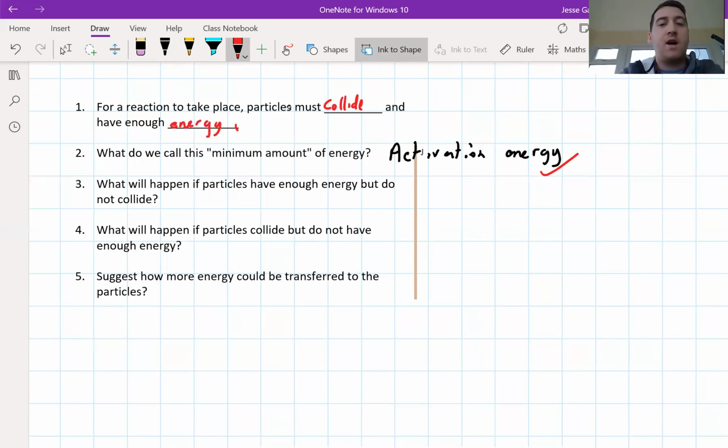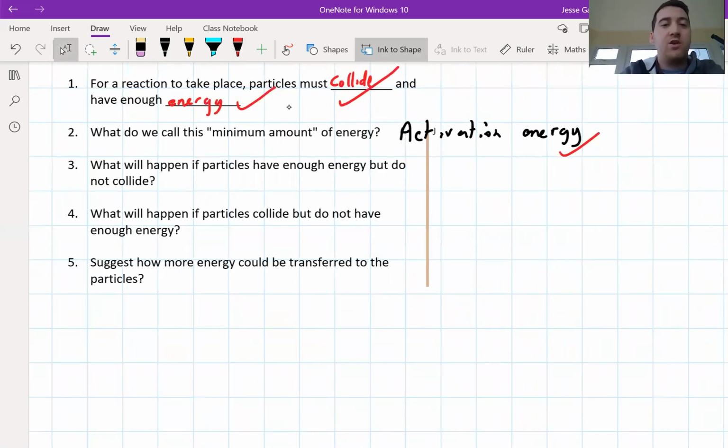What will happen if the particles have enough energy, but they do not collide? So they do have enough energy, but they never collide. Then they won't react. It won't react. Very simple. If they don't collide, they can't react.